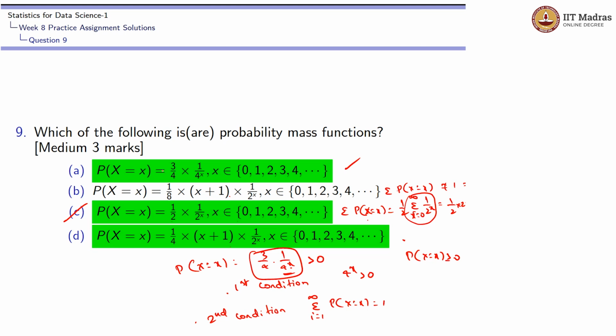And if you look at the fourth option and second option, the fourth option is p of x equals 1 by 4 into x plus 1 into 1 by 2 power x, and the second option is 1 by 8 into x plus 1 into 2 power x. Whatever sum we got for the second option, if you multiply it by 2, we will get the sum of probabilities for the fourth option. We got that the sum of probabilities for the second option is half, and we should multiply that by 2, since we have 1 by 8 there and 1 by 4 here. We will be getting 1. So the sum of probabilities for the fourth option is equal to 1. So the first option, third option and fourth option are correct.